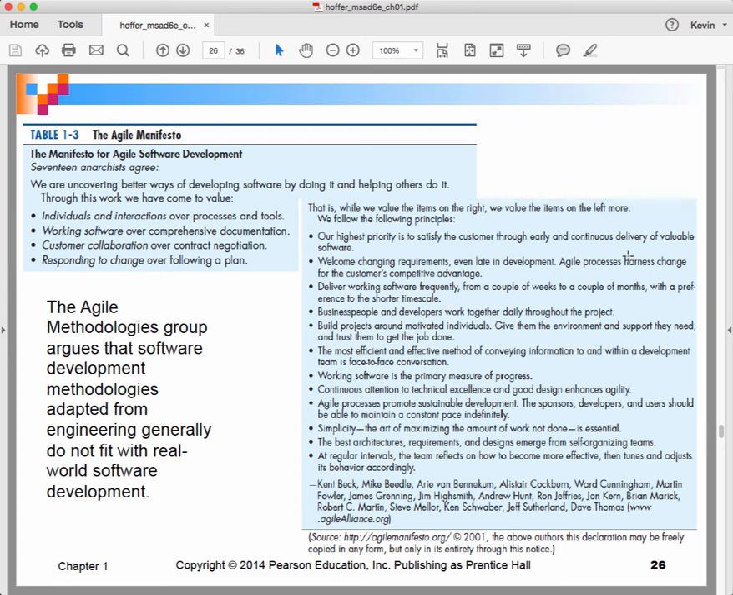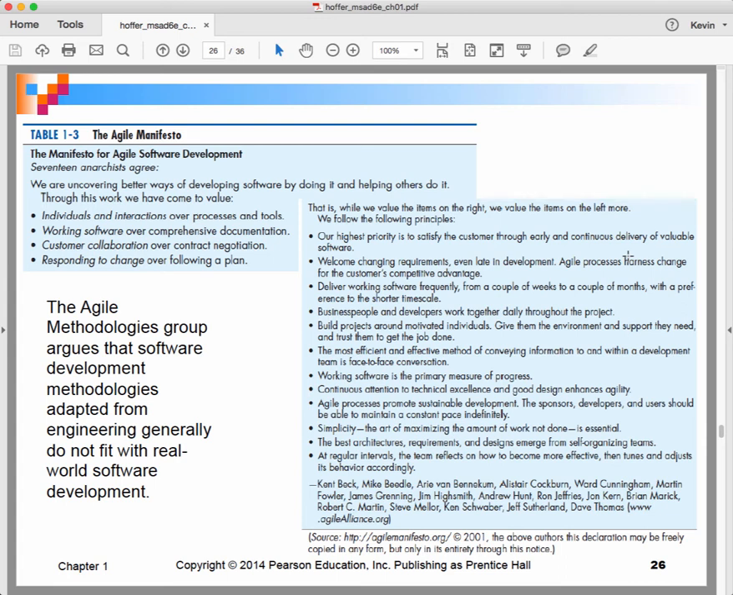So here's what they agreed. They were uncovering better ways of developing software by doing it and helping others to do it. Through this work, we have come to value individuals and interactions over processes and tools. So the software engineering approach was all processes and tools. They value working software over comprehensive documentation.